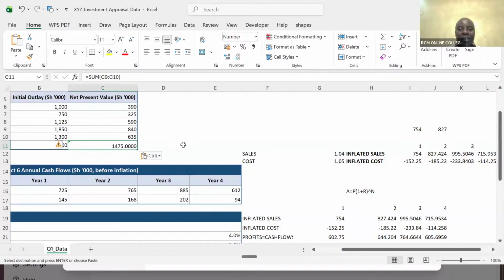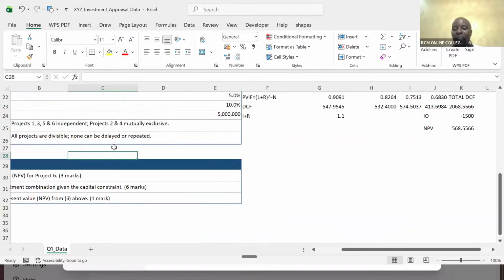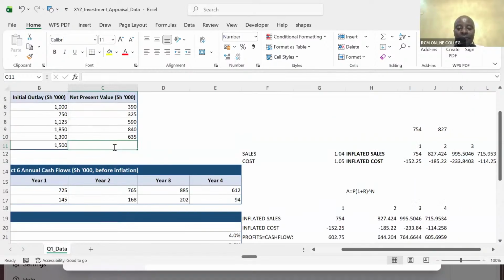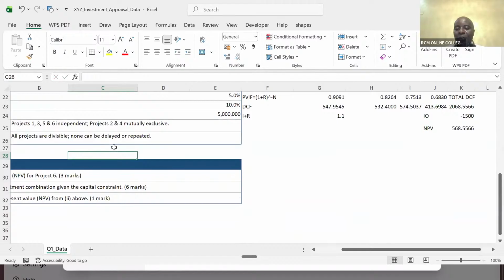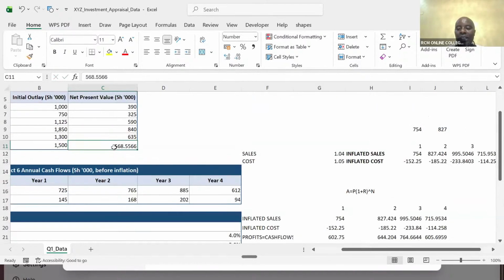Picking something different, we shall overcome. Let's just copy it down the way we got it. It is 568.5566. Like that. All right.